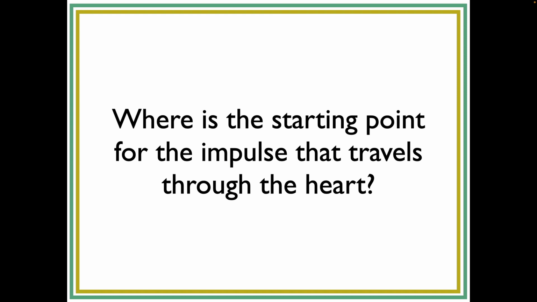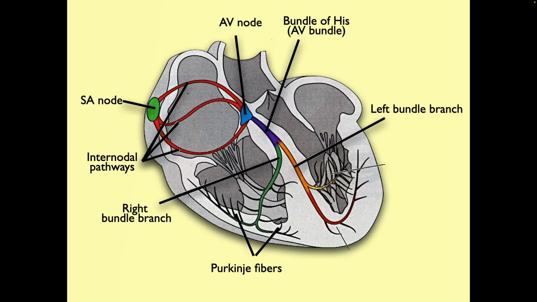So where is the starting point for the impulse that travels through a healthy heart? Where does all this electrical impulse stuff start? What is the pacemaker for a healthy heart? So the SA node? It is, in fact, the SA node. And this is the conducting system, and we're going to work our way through it. The conducting system is made up of that 1% of specialized conducting cells that conduct really, really fast. When we talk about the conducting system, this is that 1%.